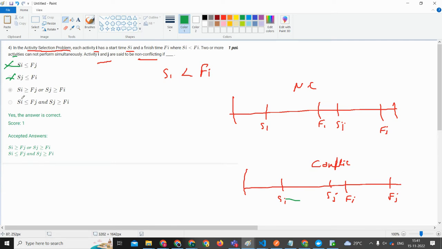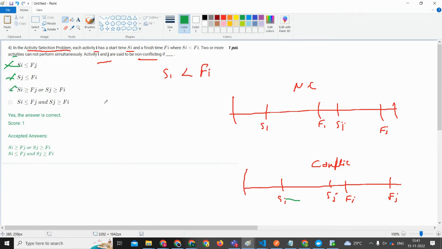Now I'll go to the third option. So S of i, the starting time of the first job, is greater than or equal to the finishing time of the second job. That's okay, you're just changing the order. So this option is fine.